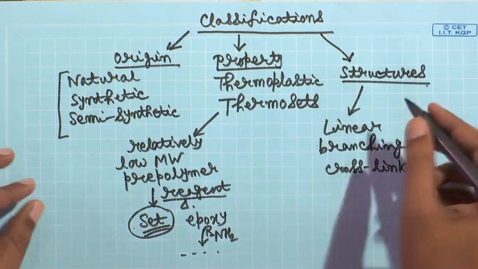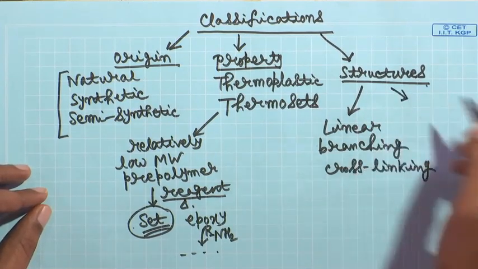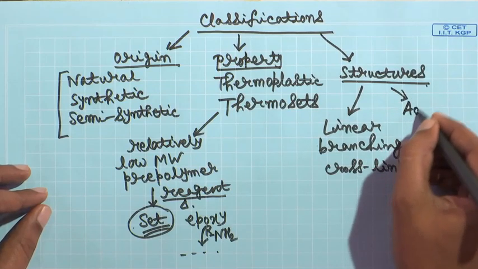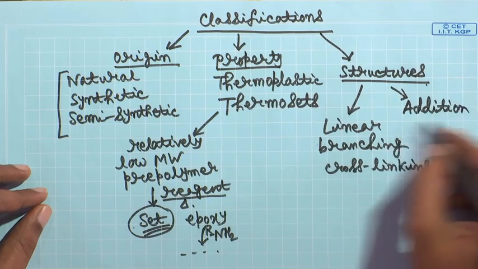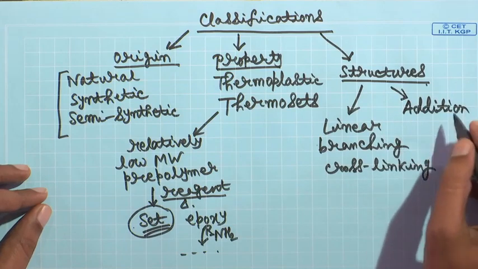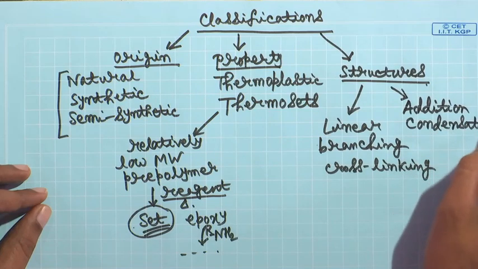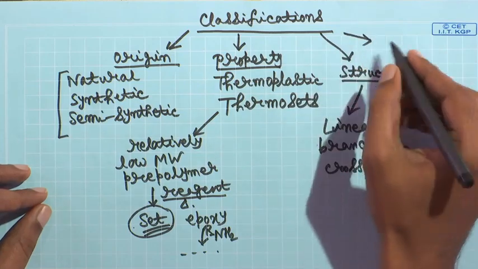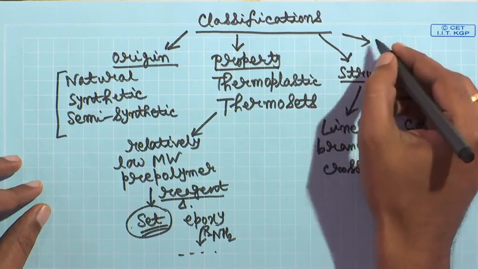Now, on the basis of structure, there could be another way to classify this. Some say this is also on the basis of mechanism, but typically I would say that this is on the basis of structure. Say you can have addition polymers, addition polymerization, or you could have condensation polymerization. And finally, on the basis of mechanism.